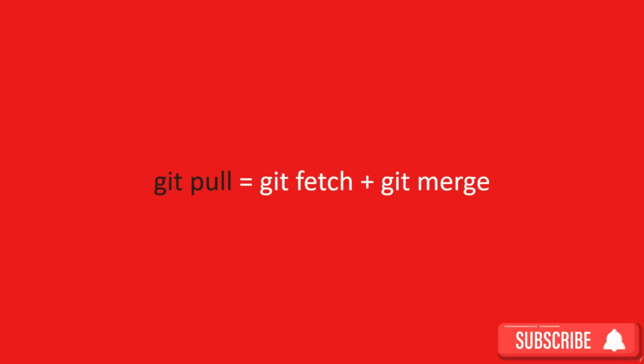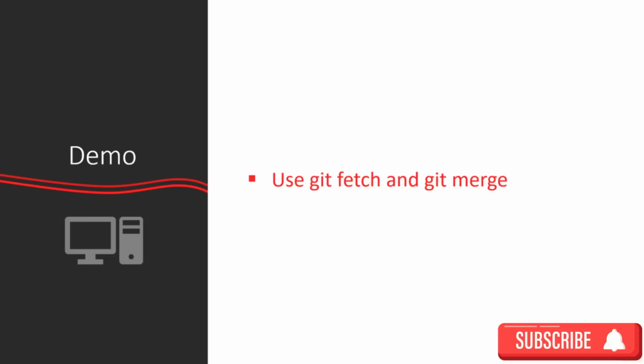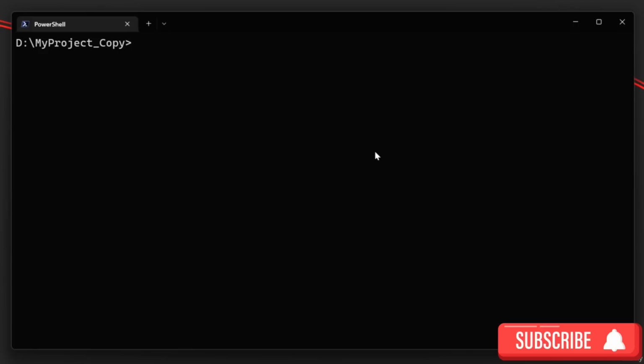Now, instead of using git pull, let me show you how to use these two commands, git fetch and git merge. This is actually what git pull does behind the scenes. So, in this demonstration, you will learn how to use git fetch and git merge to fetch and merge commits from the remote repository into your local repository. Let's switch to the command line. Now you can see I'm here in the myProject_copy directory.